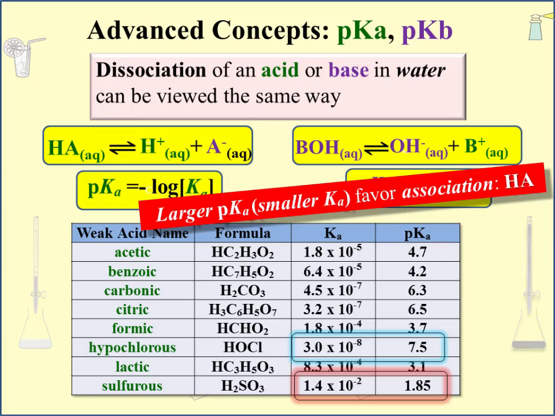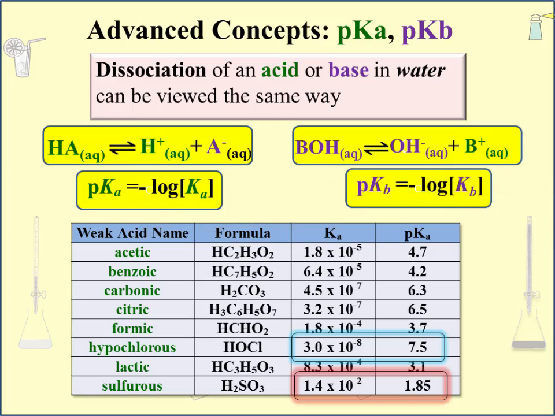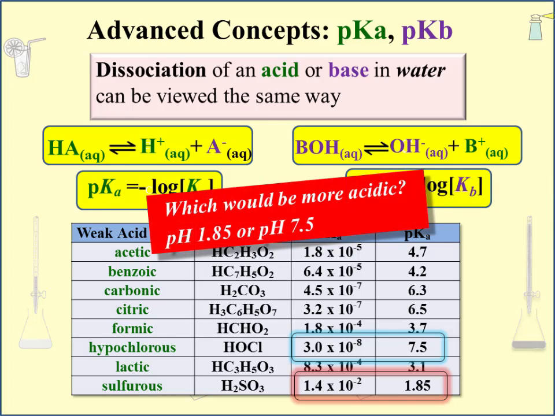Again, the student just has to straighten out the direction of strength in their mind. Though there is a handy shortcut for acid strength. It is to ask if the pKa's were pHs, which one would be more acidic? A pH of 1.85 would be more acidic than a pH of 7.5.